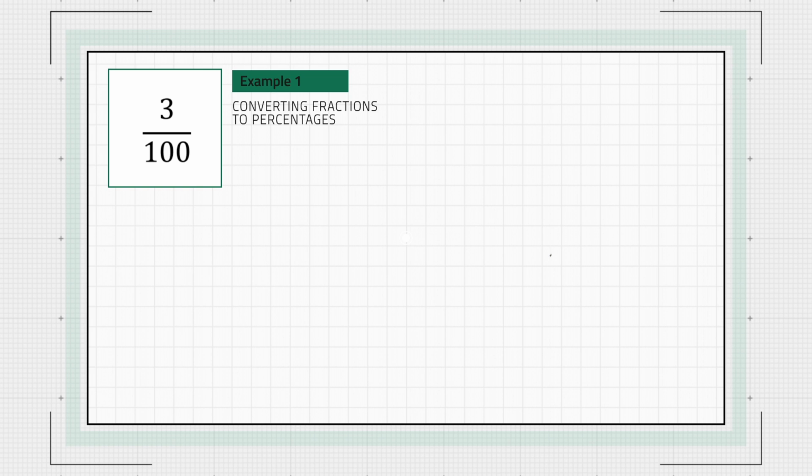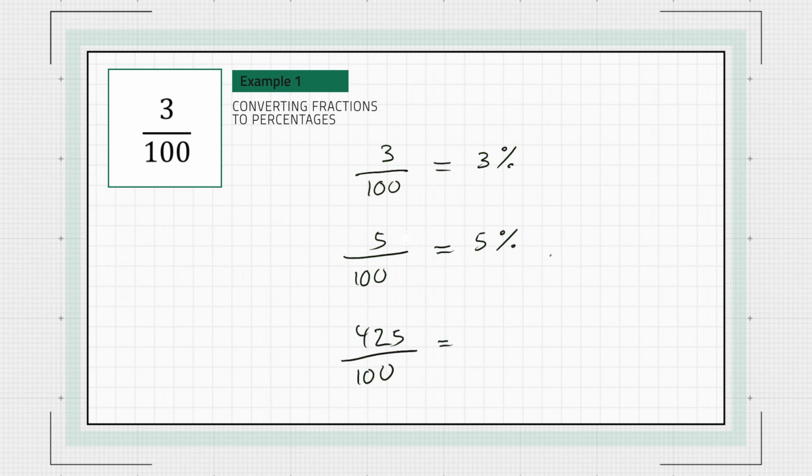So when we're left with a fraction like 3 out of 100, we immediately know that any fraction expressed over 100 is the same as if we got rid of that fraction and just wrote it as a percentage. So this one here is 3%. If we had something like 5 out of 100, it would be equal to 5%. And we can do this even if we have things that are much larger. So 425 out of 100, well, that's just going to be 425%.